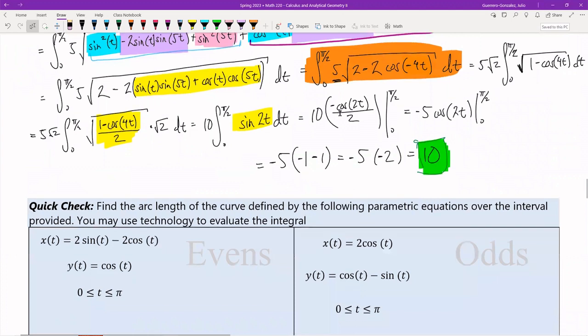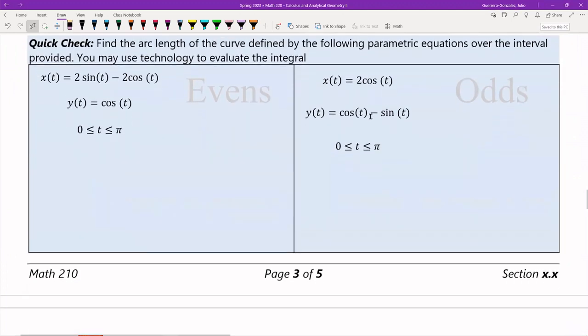So what I want you guys to do now is I want you guys to try these out. Okay, use the same stuff that we were doing just now. Okay, try them out. This will work you a little bit in terms of your trig identities and stuff like that. Okay, so just keep that in mind.